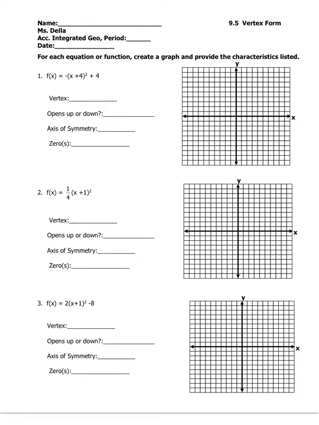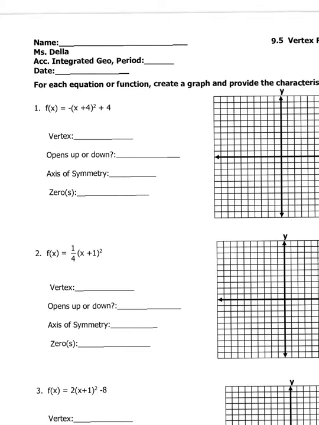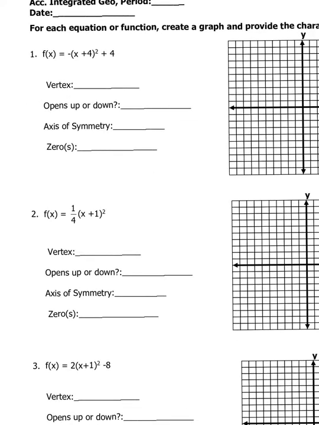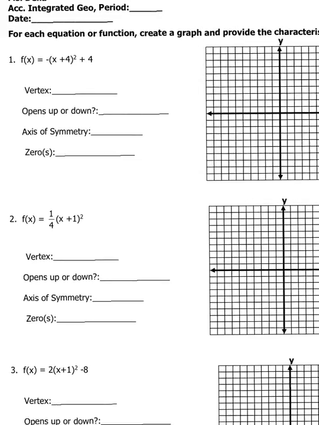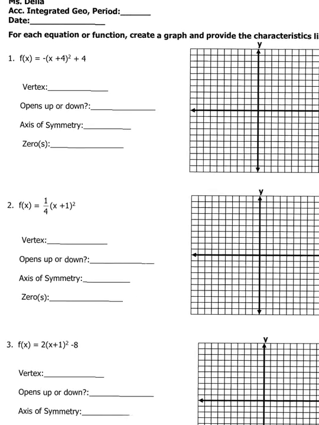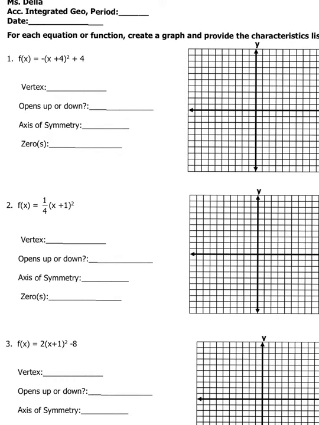Okay, this is 9.5, our vertex form quadratic function review. For the first few problems, we're just going to graph these functions and then label the vertex, the direction of opening, the axis of symmetry, and the zeros. Let's take a look at number 1.